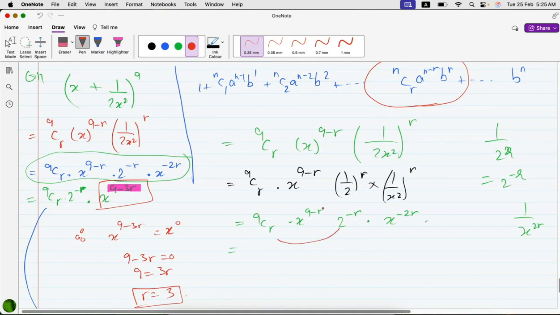Now we write the constants with each other and variables with each other. So 9CR into 2 raised to power minus r into x raised to power 9 minus r into x raised to power minus 2r. So 9CR into 2 raised to power minus r into x, the bases are the same so powers add: 9 minus 3r. Wait, how did we get 3r? Oh, because we added the 2rs. 9 minus r plus minus 2r.